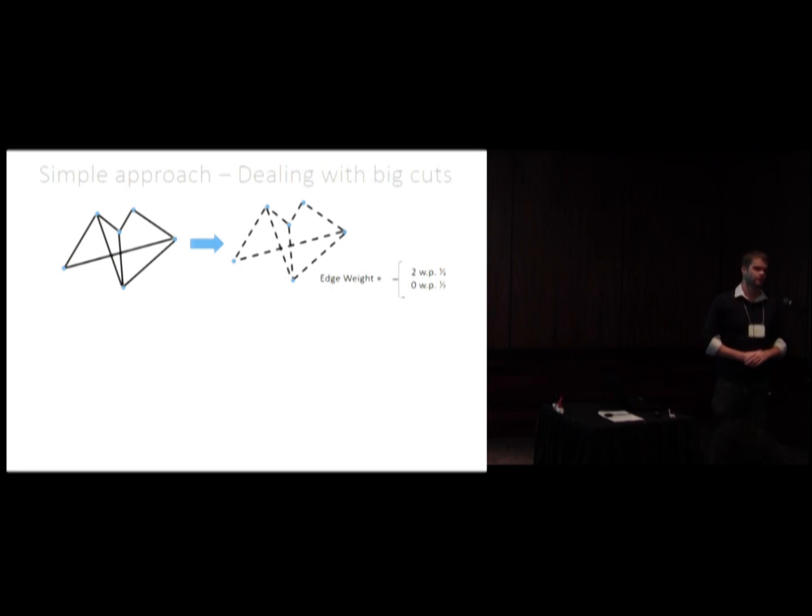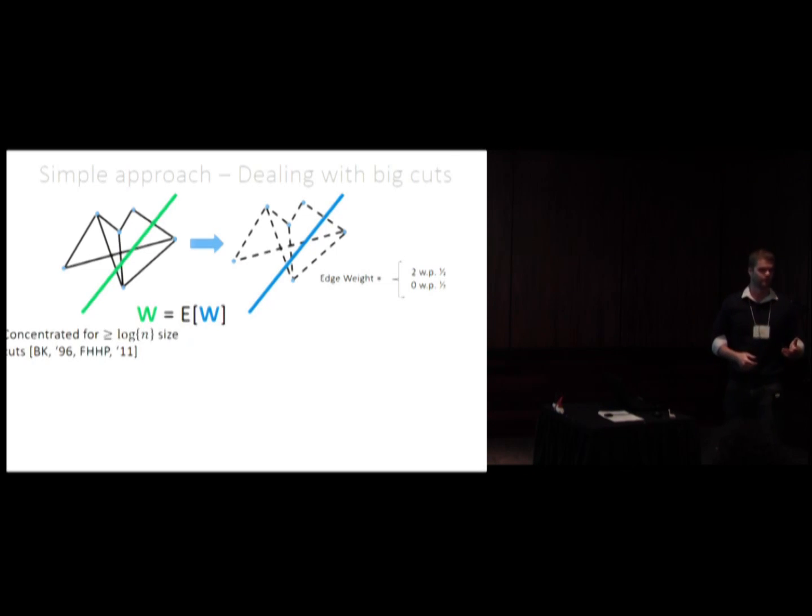We remove it with probability half. We give it weight 2 with probability half. So each edge should remain the same weight in expectation. And so if we took any cut, the weight of that cut should in expectation be the same. And if we have a cut that's large, with at least log n edges, this weight is going to be concentrated around the expectation. So it's going to be within an epsilon approximation with high probability.